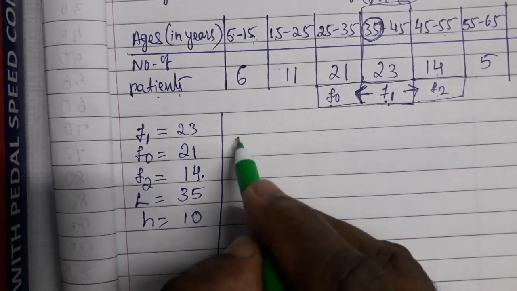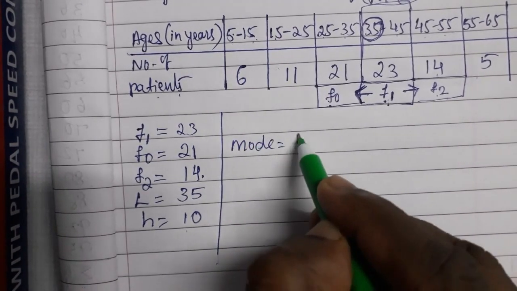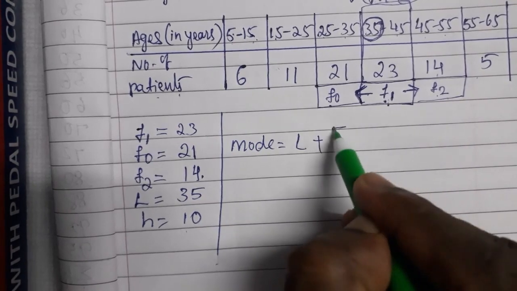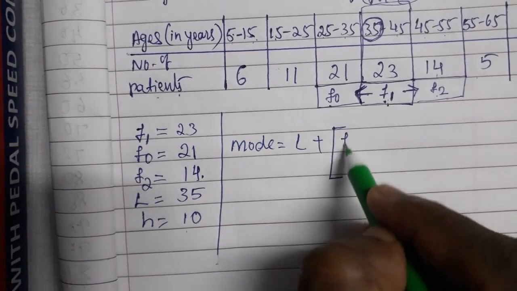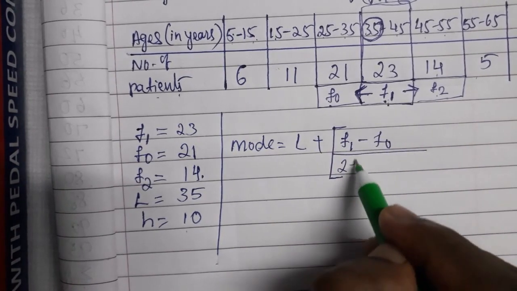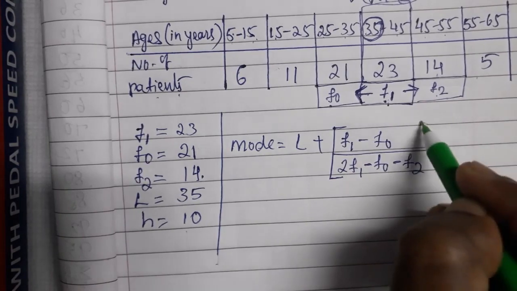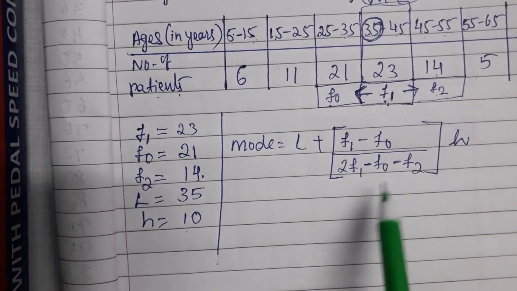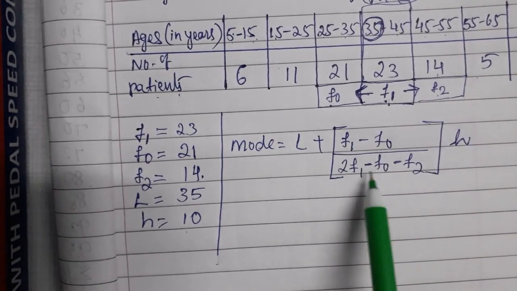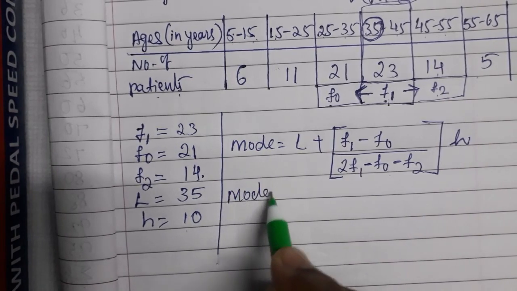Now you have to remember the formula. Mode is equal to L plus, open the bracket, F1 minus F0 divided by 2F1 minus F0 minus F2, into H. You should never interchange these numbers. If you interchange these numbers, the entire sum will be wrong. So you have to observe carefully.